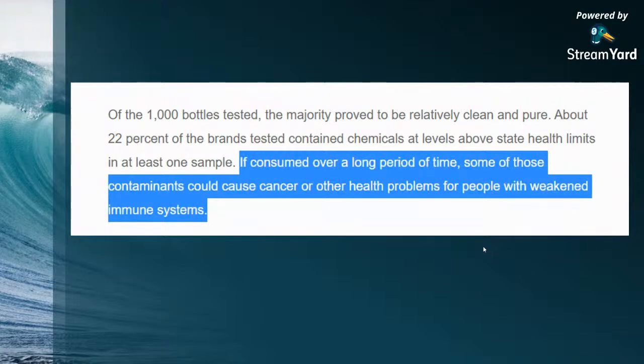Instead of that, we can just use the tap water, we can just use boiled water, we can make the water fit for consumption at our home, and we can drink that instead of buying water bottles from outside and just paying the revenue, and we don't even know if that water bottle is safe for consumption. Because if consumed over a long period of time, some of those contaminants could cause cancer or other health problems. And for people with weakened immune systems, it is worse.